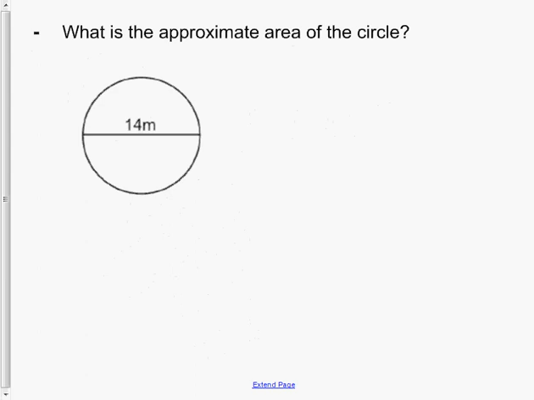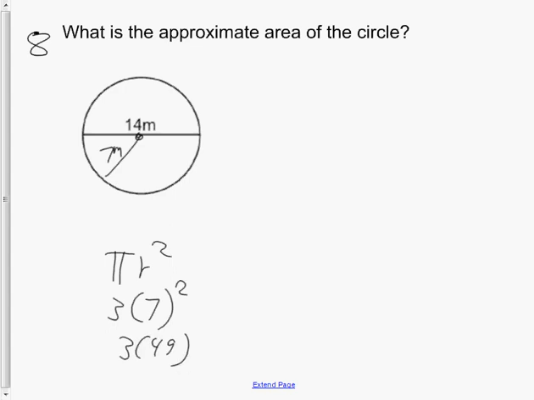And the next one, what is the approximate area of this circle? So we have to use our formula, pi r squared for area again, or 3. Now this time the radius is not given, but if I know the diameter, I can infer that the radius would be half of that, which is 7. I'd have 3 times 49. Now mentally I can do this because I can do 3 times 50. 3 times 50 is 150. So 3 times 49 would be 3 less than 150, which is 147 meters squared. My mistake, that was question 9.